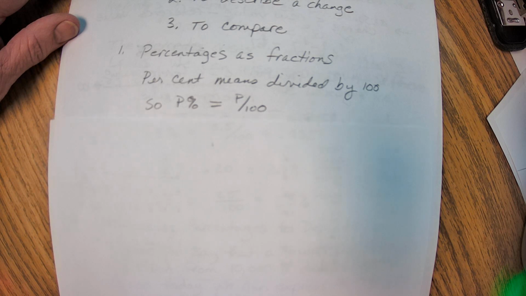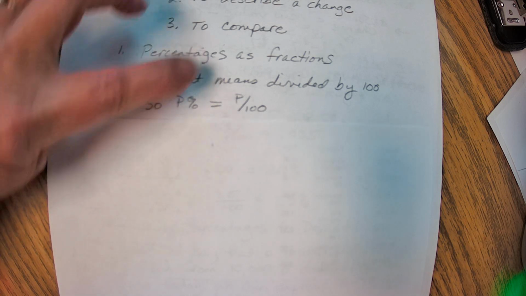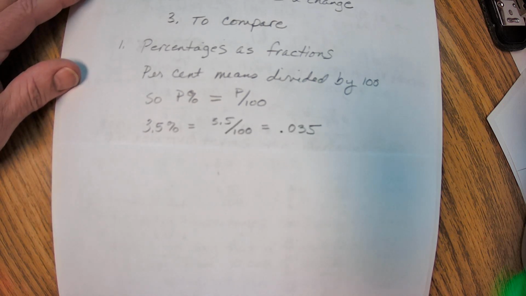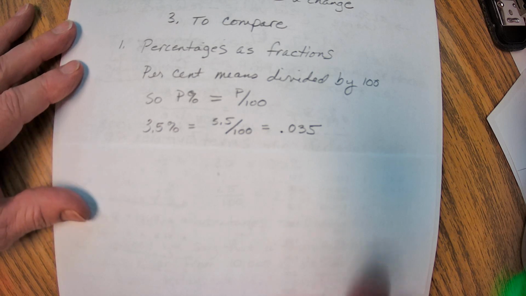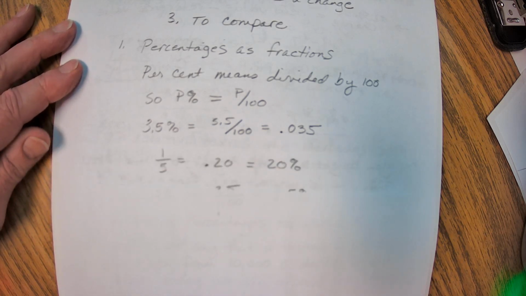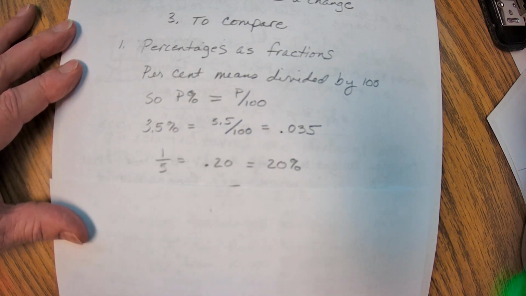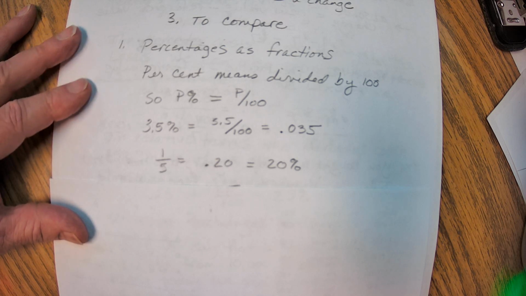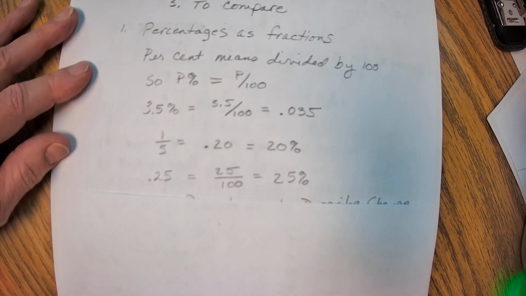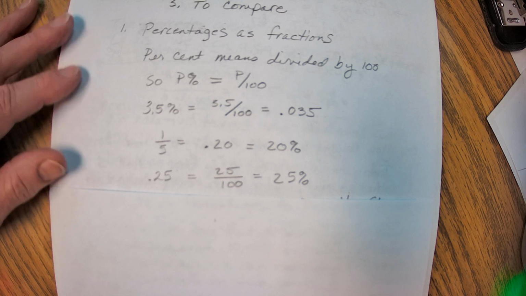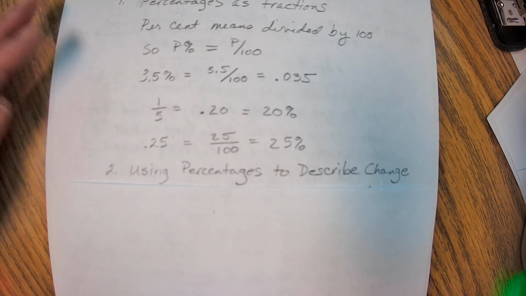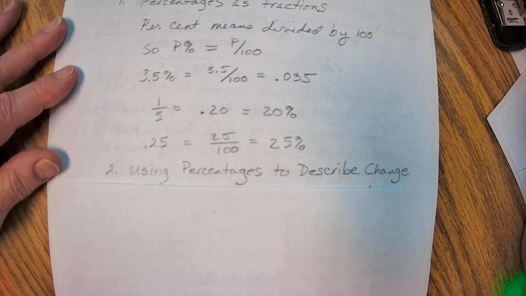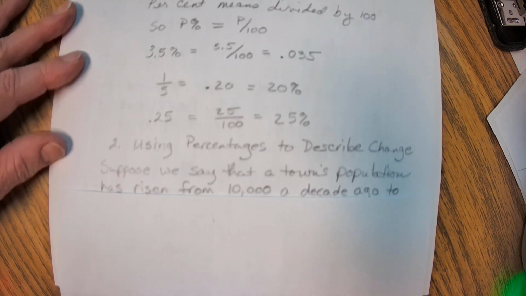So you know that percent means to divide by 100. So p% means p over 100. 3.5% would be 3.5 over 100, and that's how you write it as a decimal. 1/5 is 0.20, which is 20%, 20 over 100. 0.25 is 25 over 100. You guys know all this. This is just review.